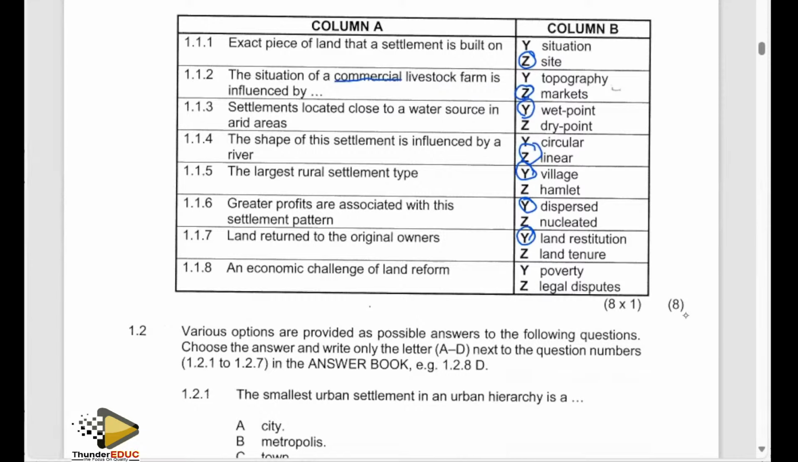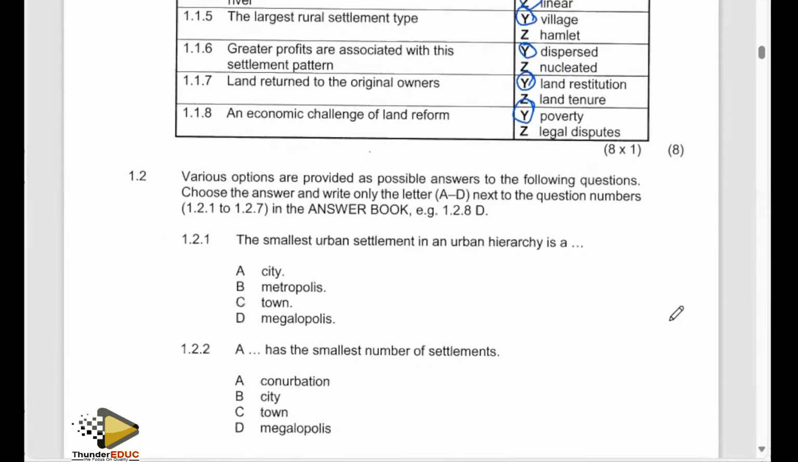Then economic challenge of land reform. We're looking at something which is economic there. So between the two, which one is economic, poverty or legal disputes? This one is political. So poverty is a socio-economic issue. So the correct response is poverty. Right, I'll move on to the next question.